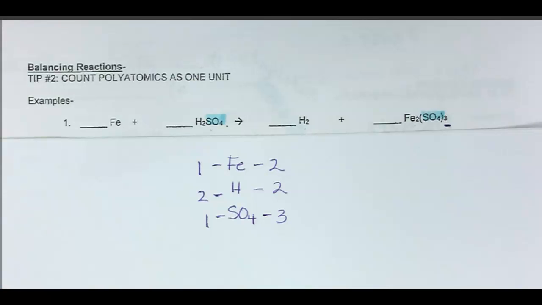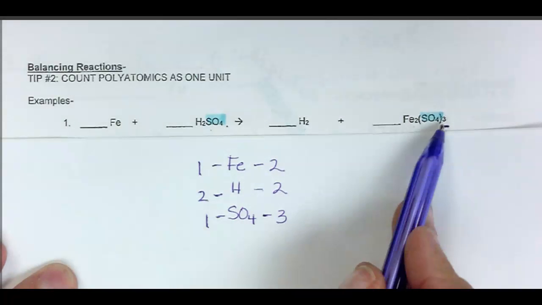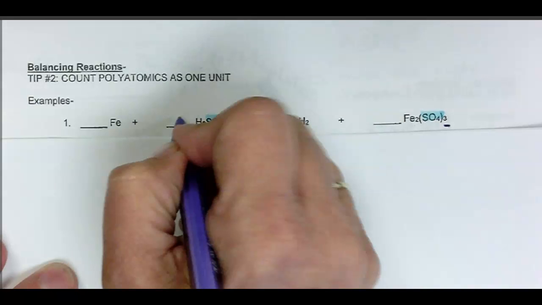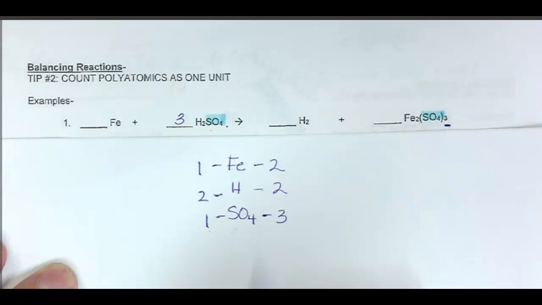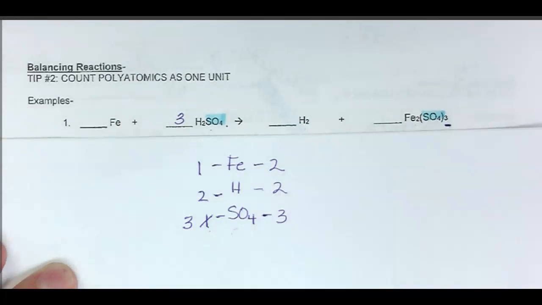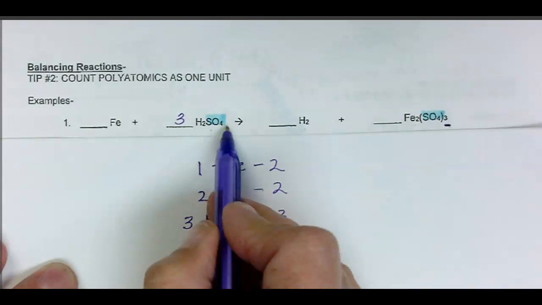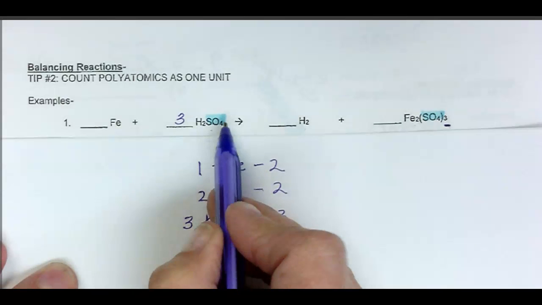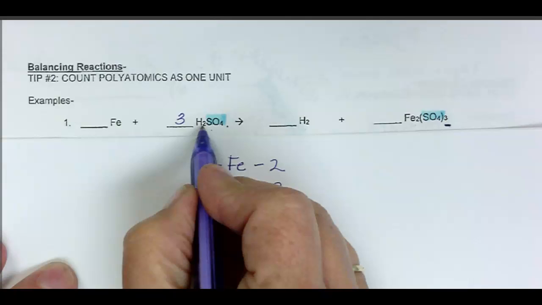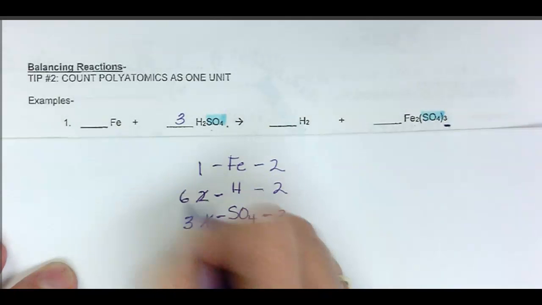Now, generally, I try to go ahead and balance the polyatomics first. So let's try that. I have 3 sulfates on this side. I only have 1 on this side. So if I put a 3 out here, that's going to give me the 3 sulfates that I need. Okay, 3 times 1. Remember, it is a multiplication. Now, that also changed my hydrogens in this case. 3 times 2, I now have 6 hydrogens on this side.